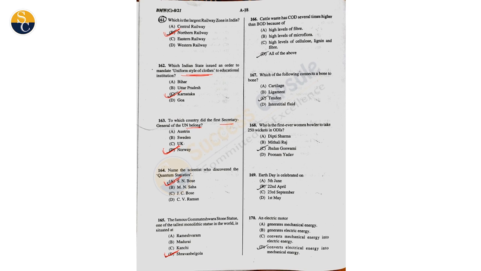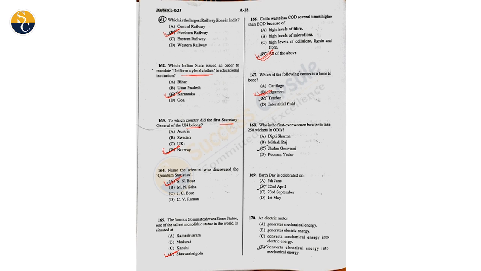Next, cattle waste has a chemical oxygen demand several times higher than the biological oxygen demand because of all of the given. So, D is the correct answer. Next, which of the following connects bone to bone? Ligament. So, B is the correct answer. Ligament connects the ends of bones together in order to form a joint.